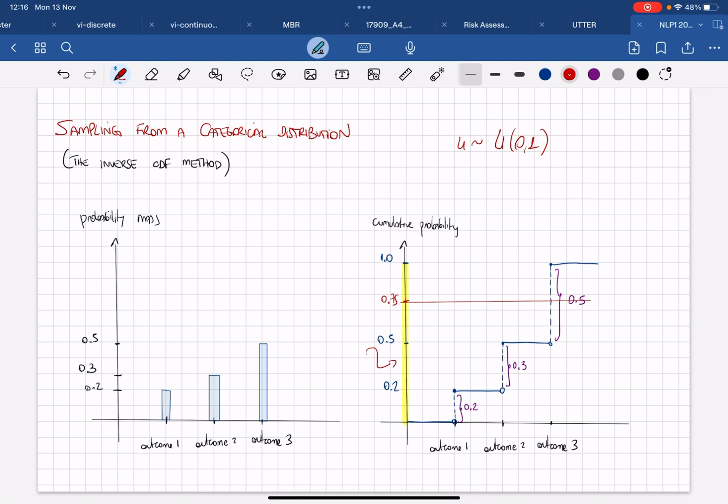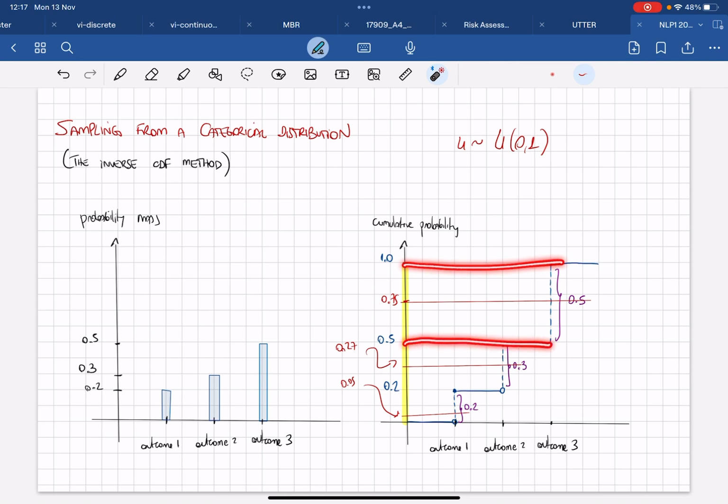Whereas if you were to get, say, 0.27, then the inverse CDF would map this to outcome 2. And this will happen for 30% of the points that are distributed along this line. And finally, if you were to get something like 0.05, the inverse CDF method will map it to outcome 1. And you can see that this will happen to 20% of the points that distribute along this line. That's why we draw a uniform number along this line, because the inverse CDF will map the correct proportion of such points to the outcome whose probability mass corresponds to that proportion.